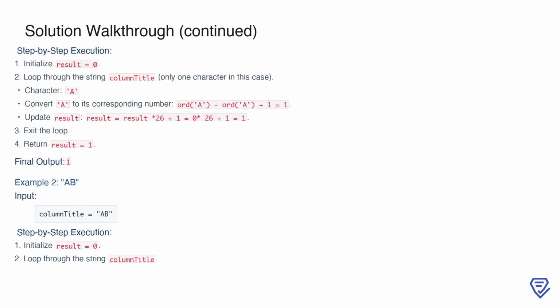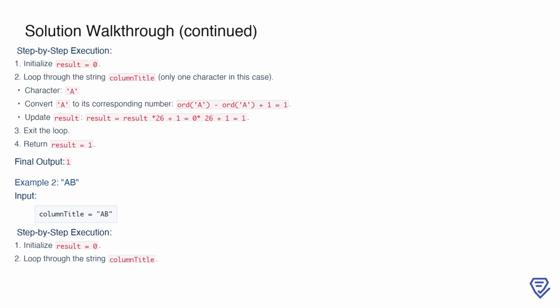To begin, let's consider the simplest example, where the input column title is A. First, we initialize the variable result to 0. Then, we loop through the string columnTitle, which in this case contains just one character, A.